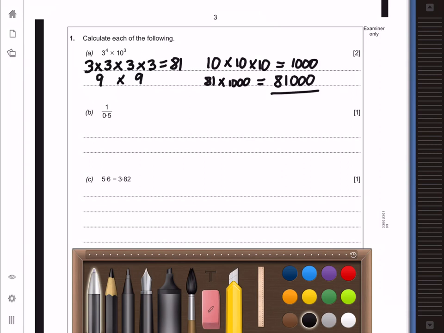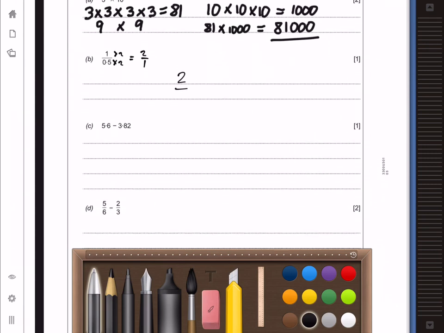Part B, 1 divided by 0.5. Well, it's quite difficult to divide a whole number by a decimal. We can think of it as how many halves go into a whole one, which is 2. Or we can use equivalent fractions: multiply the bottom by 2, multiply the top by 2 to leave us with 2 over 1. 2 divided by 1 is 2.